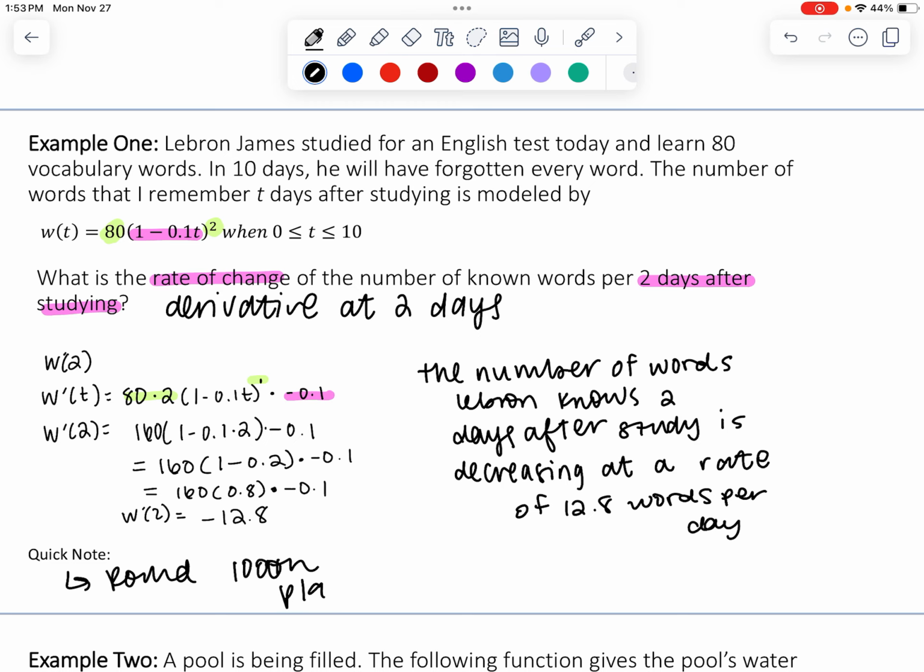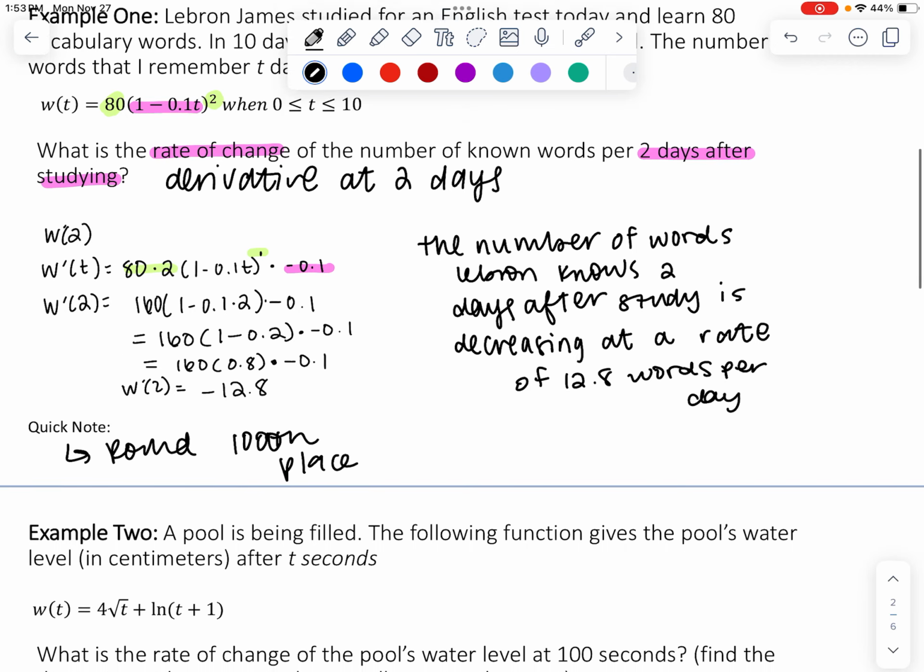1,000th place. When you do this, don't round, and round at the very end. Don't round as you go. So that is the answer to this one. The number of words LeBron knows 2 days after studying is decreasing at a rate of 12.8 words per day.